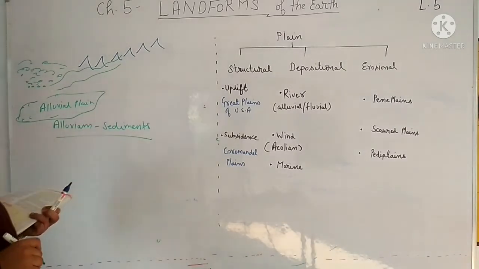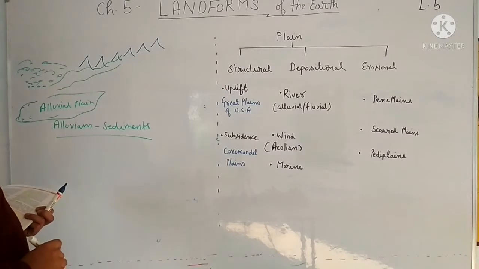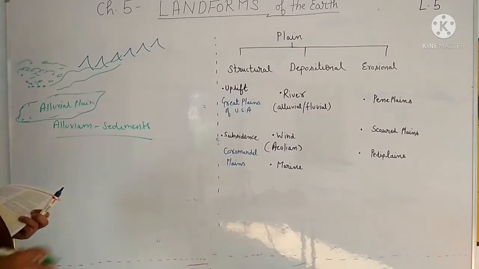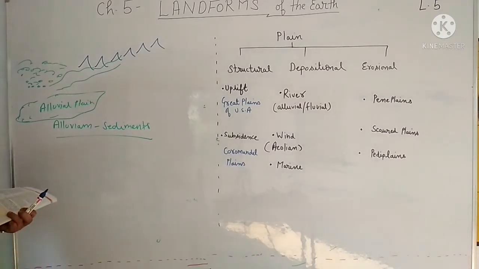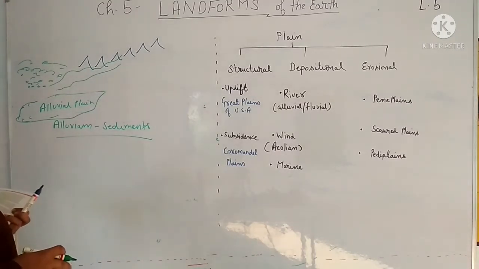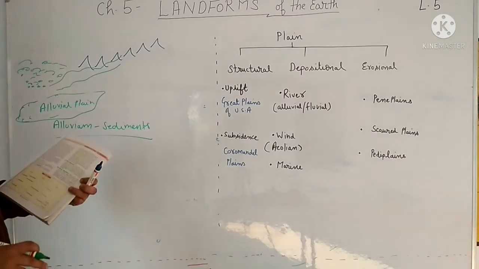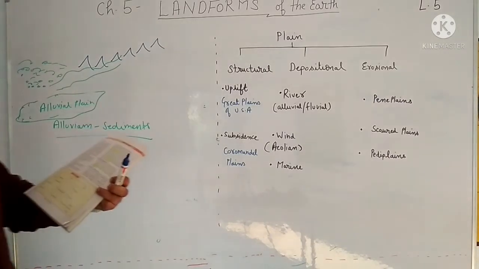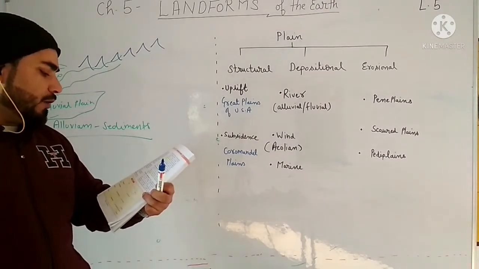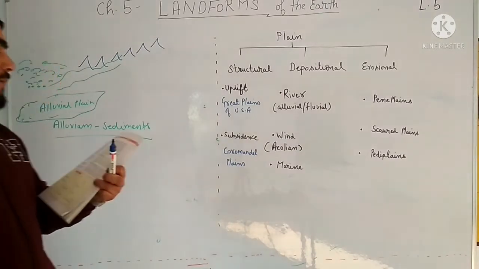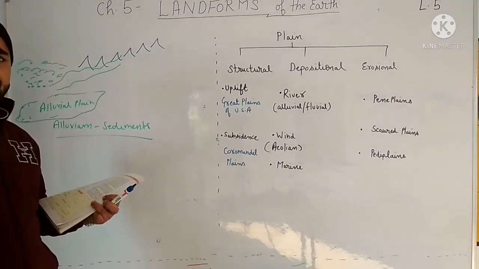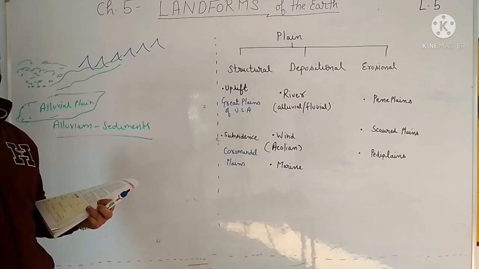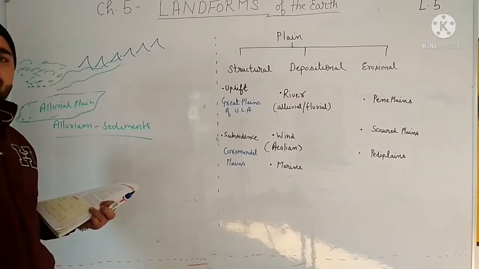Fluvial means any landform which is formed by the work of a flowing agent. So river water is also fluvial. Here in the book it is written river deposition. The most widespread of these are alluvial plains, like the northern plains of India, the Indo-Gangetic plains. The plains in which we all live are the Gangetic plains.